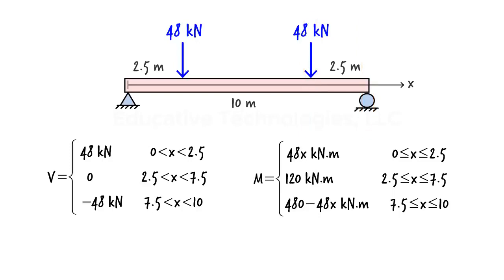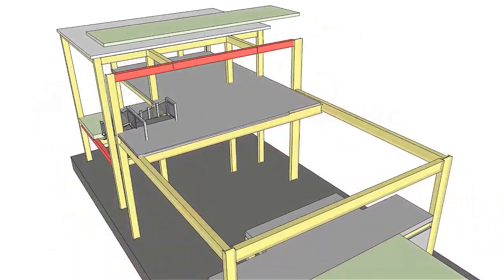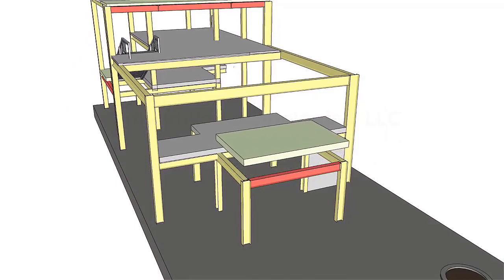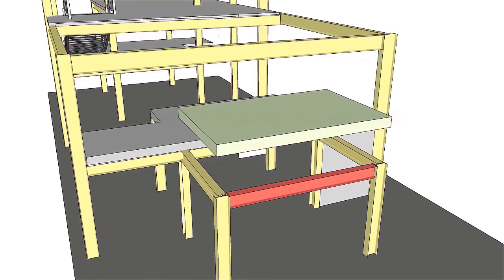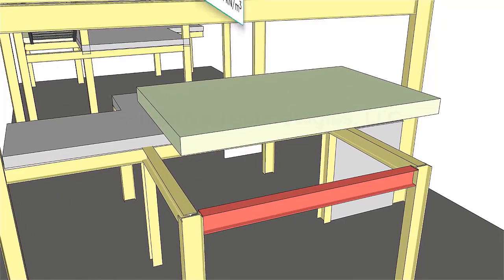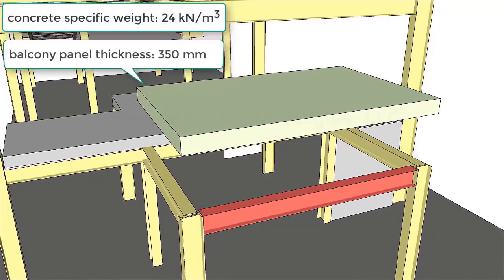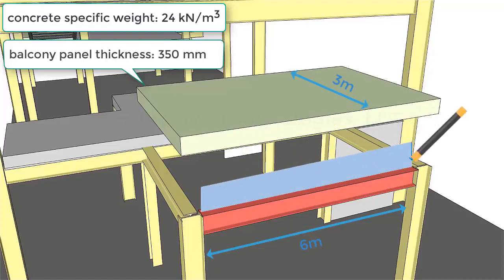Now, let's examine the short beam in the front of the building. A 350 millimeter thick concrete slab rests partially on the beam, which is 6 meters in length. The width of the slab is 3 meters. Since the slab rests on the beam, half of the total weight of the slab is going to be placed on the beam as a distributed load. The intensity of the distributed load is 12.6 kilonewtons per meter.